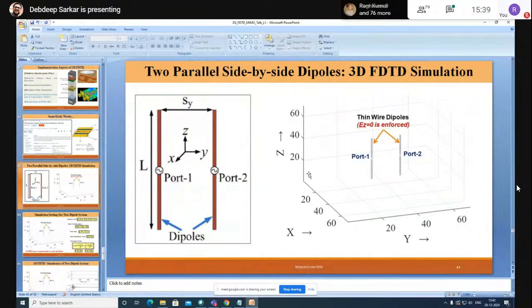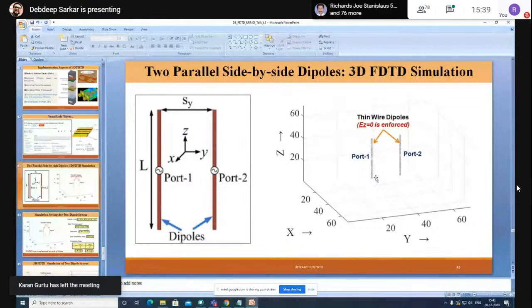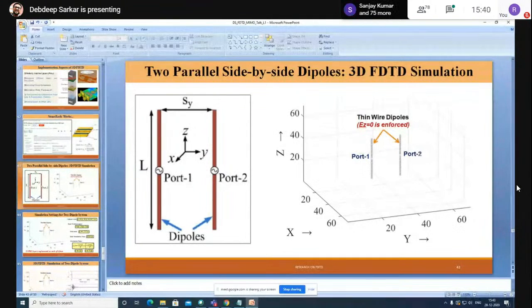Similarly, for PMC, we have to enforce the magnetic field component. Here it is just a simple wire. But if we have a plane, then we will have to enforce both the components as 0. So PEC and PMC are very basic. And PML, I already talked about how it is doing the numerical absorption.